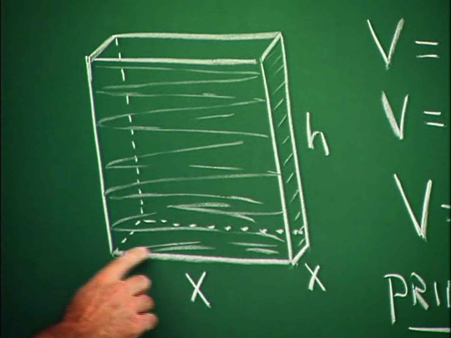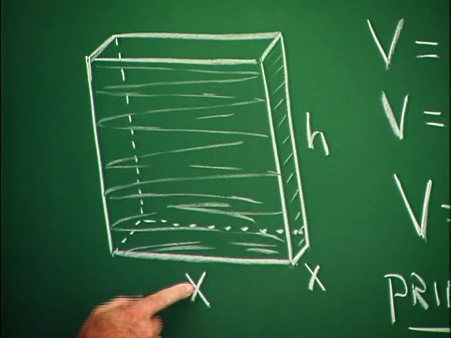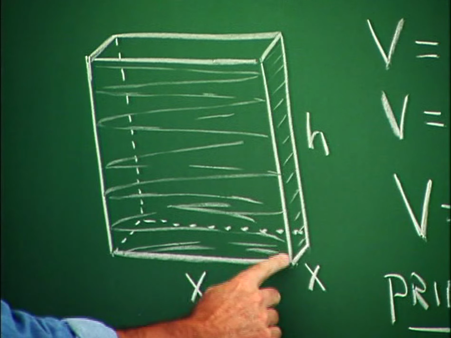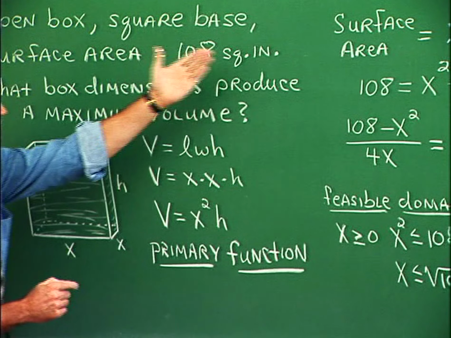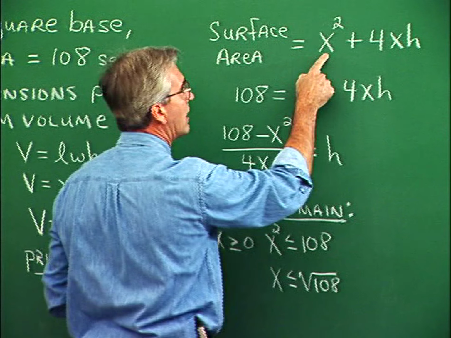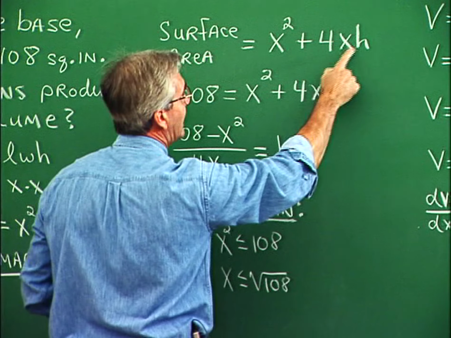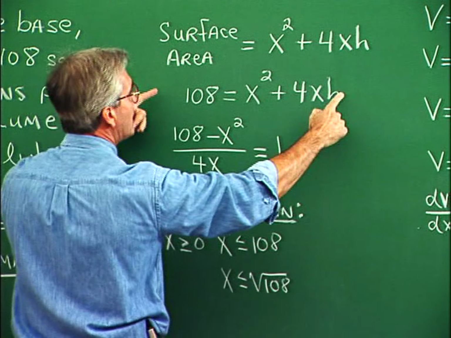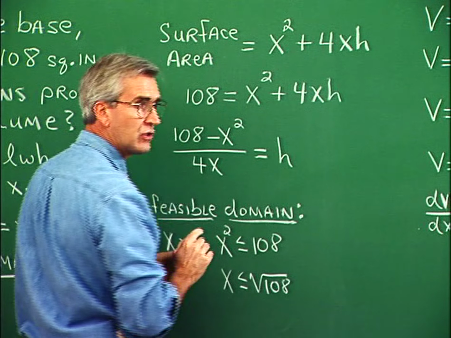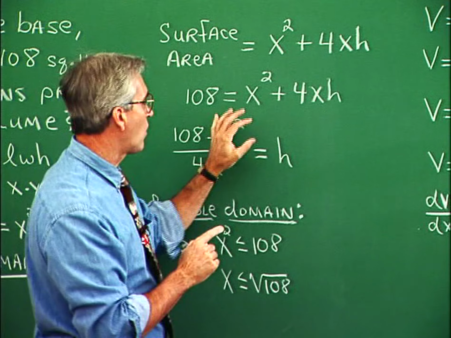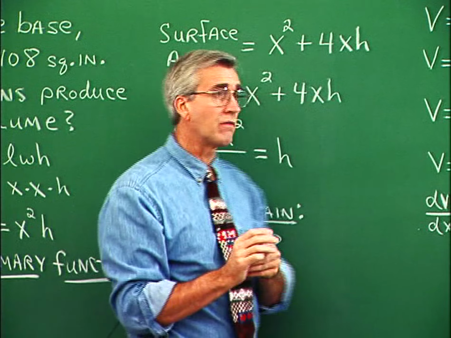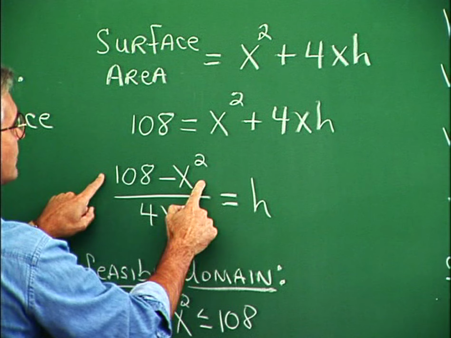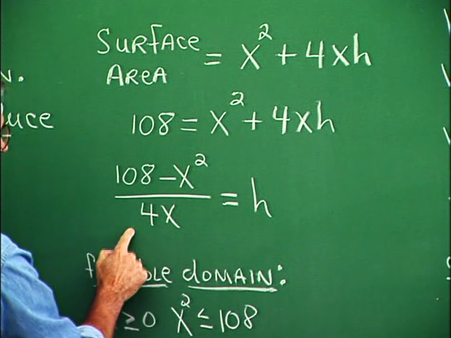Now, the surface of the bottom is just a square, so x squared would be its area. The area of each of the other sides would be length times width, or x times h. So for surface area, we're talking about x squared for the bottom, and then 4 of these sides, which are x times h. Now, we're told that surface area is 108, so we have a nice little equation here in terms of x and h. What we'd like to do is solve this for either x or h. It's fairly easy to solve for h. There's a single letter h here, so we can isolate it rather easily. Kick the x squared to the left side and divide on both sides by 4x, and we have this.